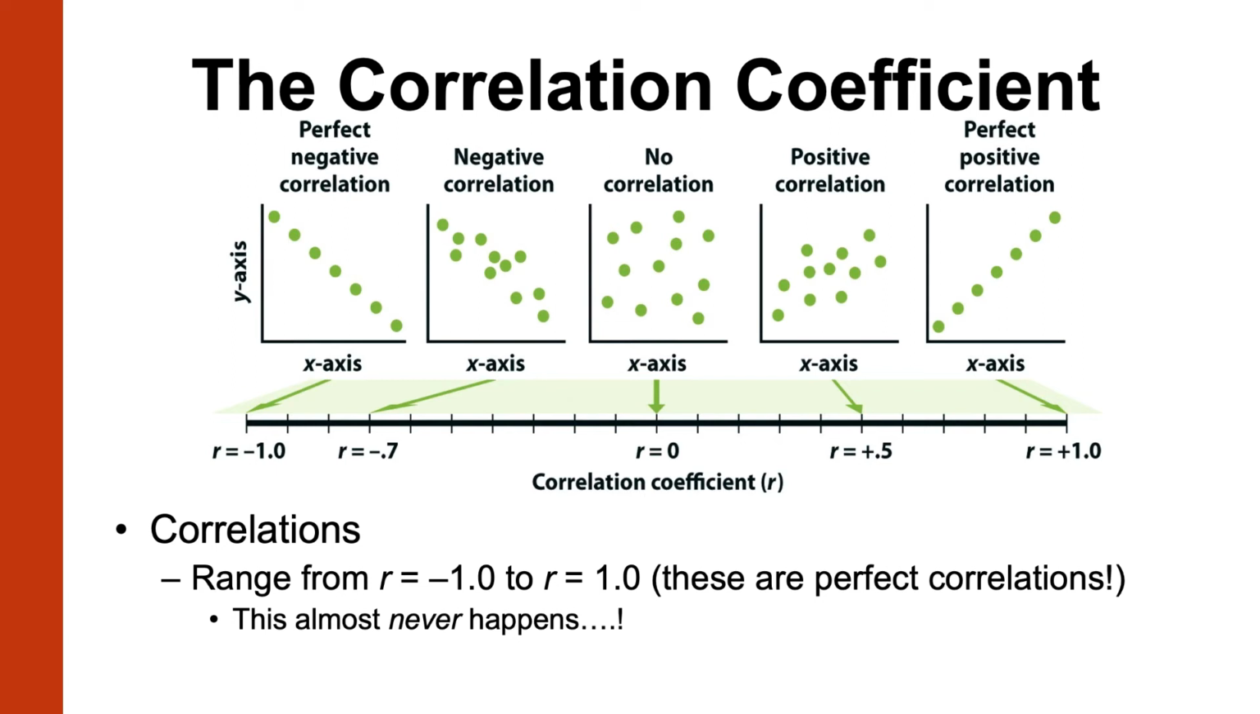Now, perfect positive and perfect negative correlations are something that we don't see in psychological research and in personality research, and we'll talk about that in a minute. What we usually see is a less perfect correlation, either negative or positive, or in some cases where there's no relationship between variables, we'll see a correlation of 0. So correlations range from negative 1.0 to 1.0, and those are the perfect correlations. But as I mentioned, this doesn't happen in personality and psychological research.